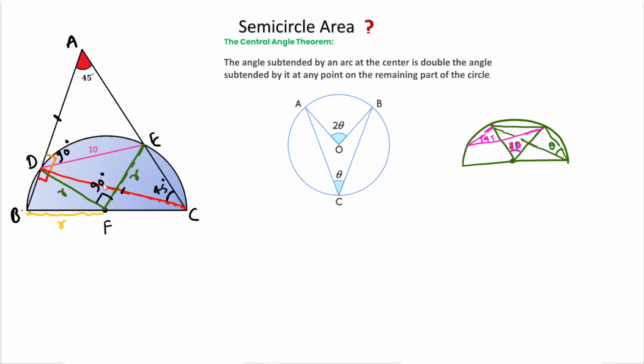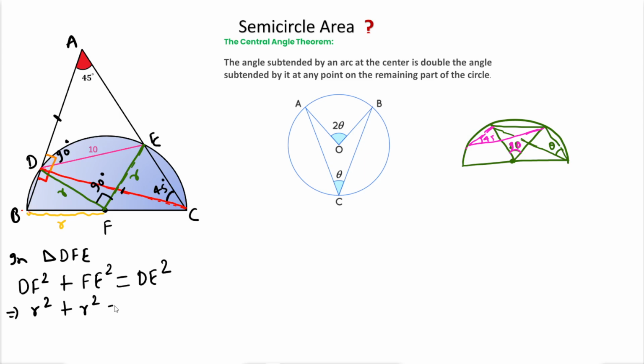Okay, so we can write in the right angle triangle DFE, by using the Pythagoras theorem, DF square plus FE square equal to DE square. DF we have considered r, so it will be r square, and FE is also r, so we write r square, and DE is 10, so it will be 10 square. So we can write 2r square equal to 100. This means r square will be 50.